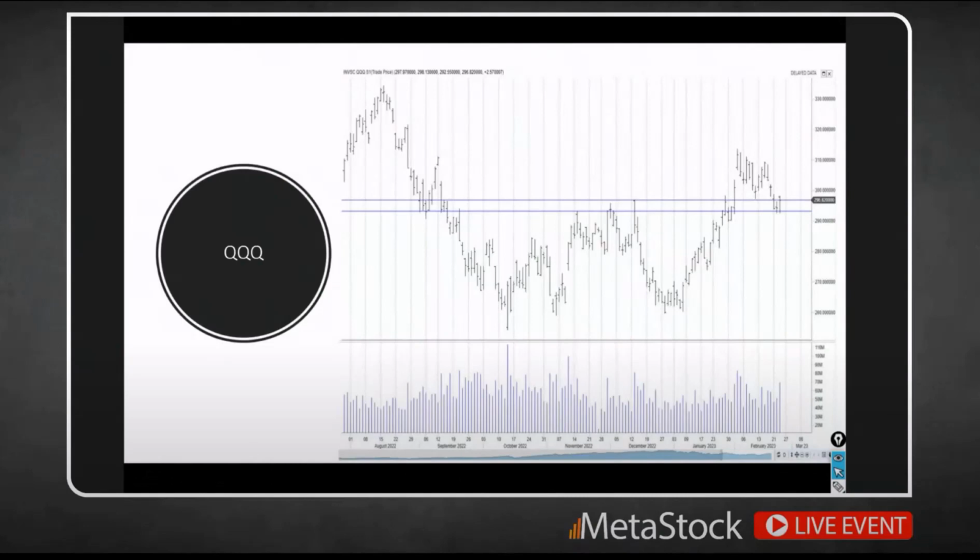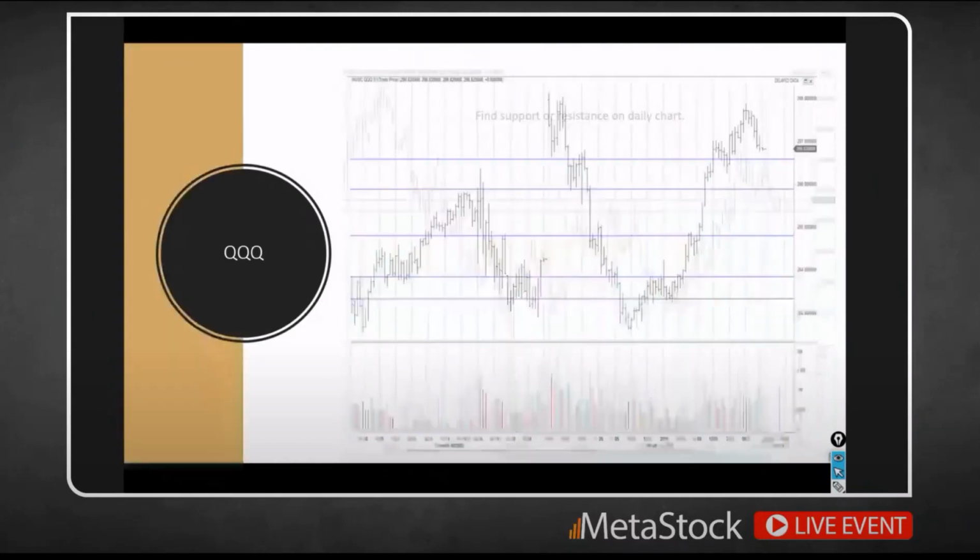So obviously, today we've got a day where we're moving lower again and getting down into the range. I can tell you where I think the market's going forward, but that doesn't really matter. What matters is what's happening right now. So find that support and resistance on the daily chart, then you drill down into the intraday.